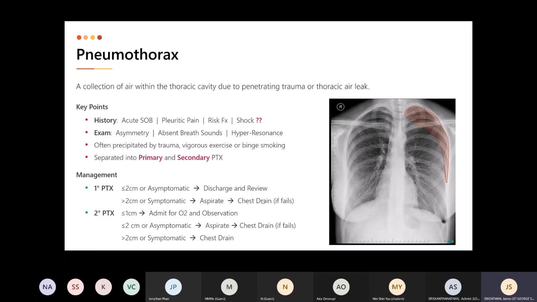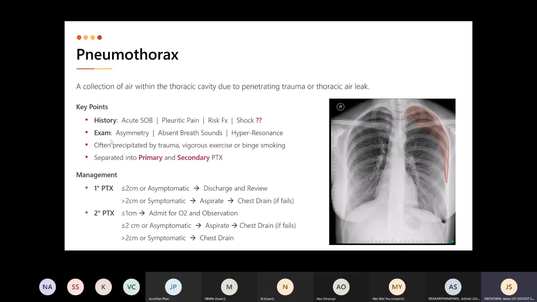Often precipitated by small trauma, vigorous exercising, or binge smoking, which I have seen before. It's separated into primary and secondary pneumothorax, depending on whether the patient has got underlying airway disease or not. A primary pneumothorax is in people who are previously fit and well, and the management of all of them is based on 2s basically. So if you remember 2, then you're probably in the right ballpark.